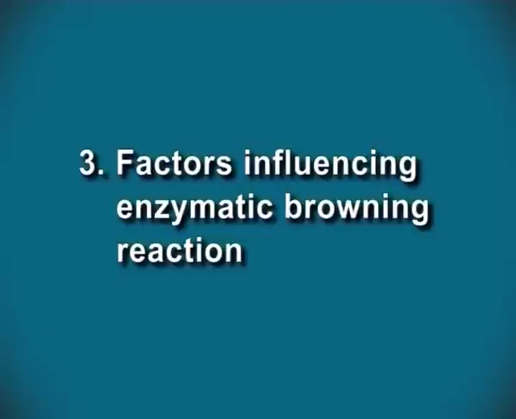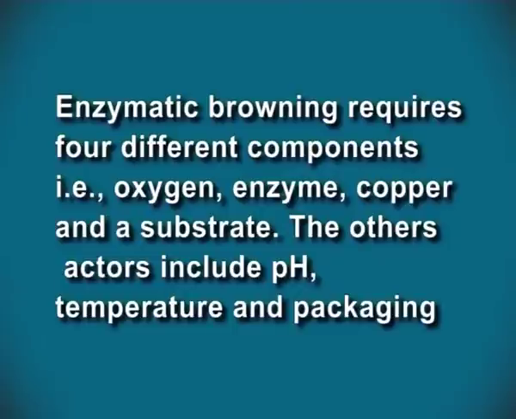Factors influencing enzymatic browning reaction. Enzymatic browning requires 4 different components, that is oxygen, enzyme, copper and a substrate. The other factors include pH, temperature and packaging. Firstly, catalyst. Presence of transition metals such as copper will act as a catalyst to the browning reaction.